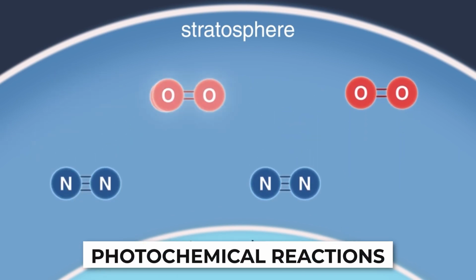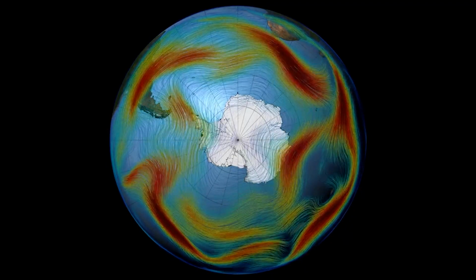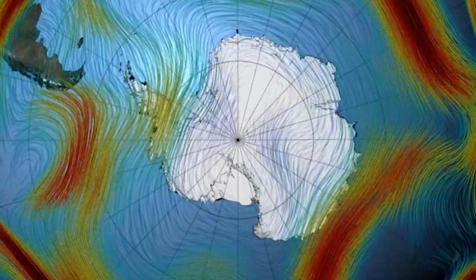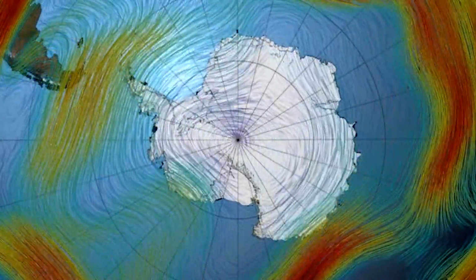Ozone is continuously created in the stratosphere by the sun's UV energy reacting with oxygen molecules, known as photochemical reactions. Even though ozone is primarily produced at tropical latitudes, ozone is transported toward the poles, where its concentration increases by large-scale air circulation patterns in the lower stratosphere.